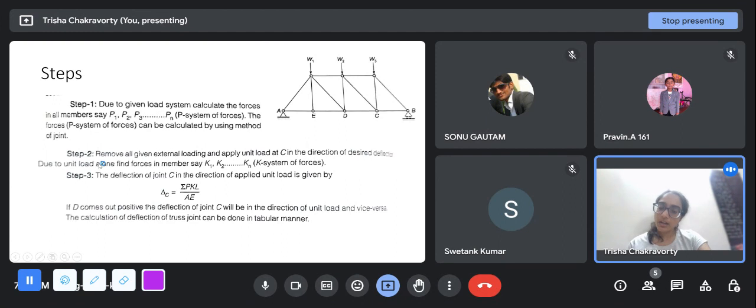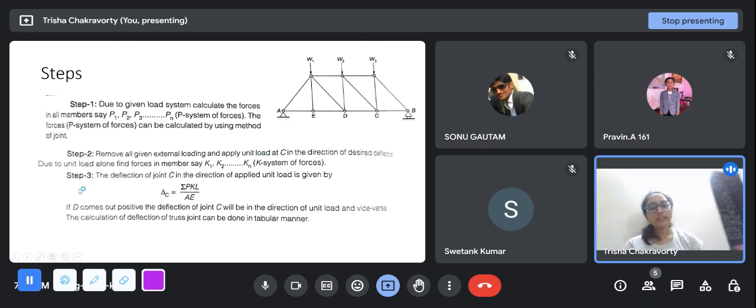Due to unit load alone, find the forces in the members. Again you have the same truss, but you have a different loading condition. So again you have to find out the force generated in each member due to that unit load. So again you will get a set of n forces in each of the members: k1, k2, k3 to kn. We call this the K system of forces.